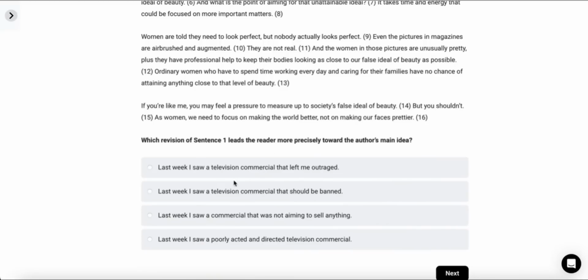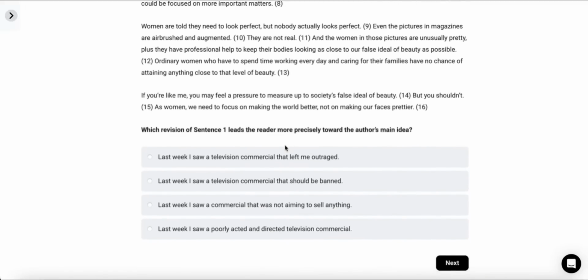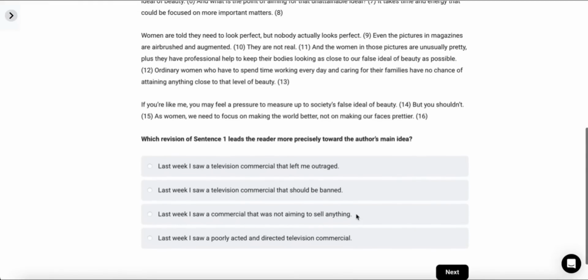Last week, I saw a television commercial that left me outraged. That sounds good so far. Let's look at the remaining answers. Last week, I saw a television commercial that should be banned. Does the author make any case in this passage for banning commercials? No. Last week, I saw a commercial that was not aiming to sell anything. I don't think that the author had an objection to a commercial that didn't sell anything.